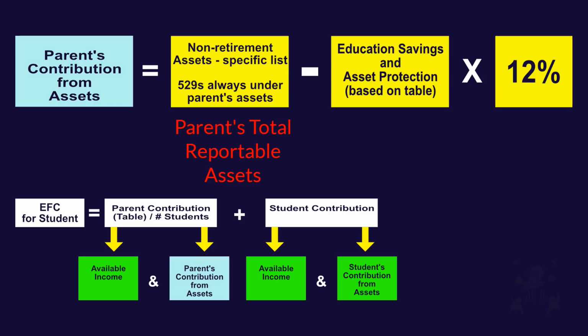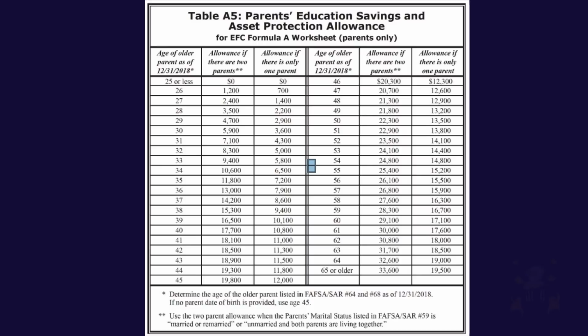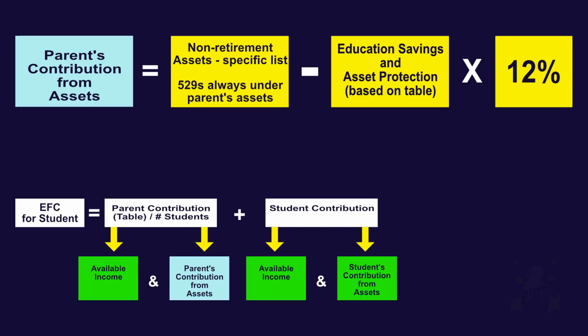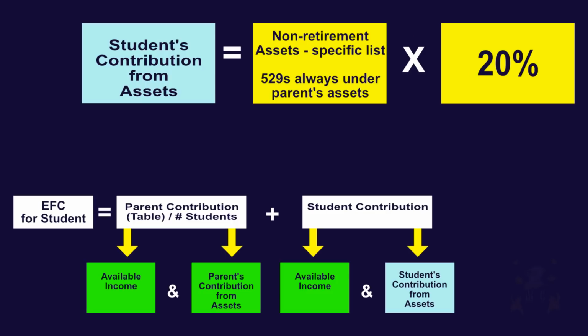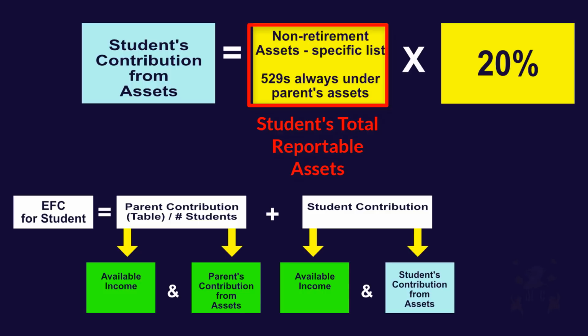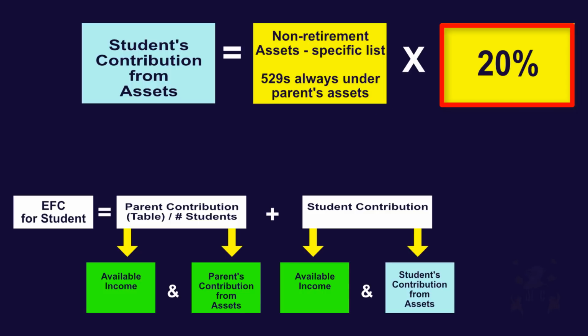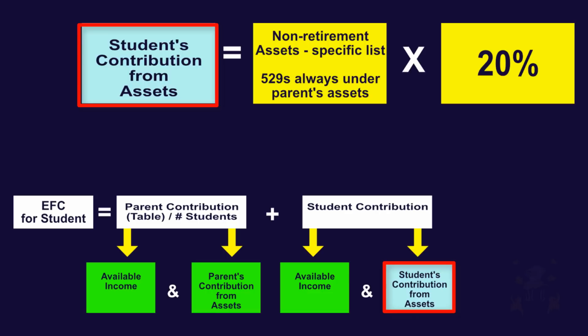Parents' total reportable assets minus their education savings and asset protection allowance, and this is the table for education savings and asset protection allowance, multiplied by 12% is the parents' contribution from assets. Students' total reportable assets are multiplied by 20%, and that becomes the student's contribution from assets.